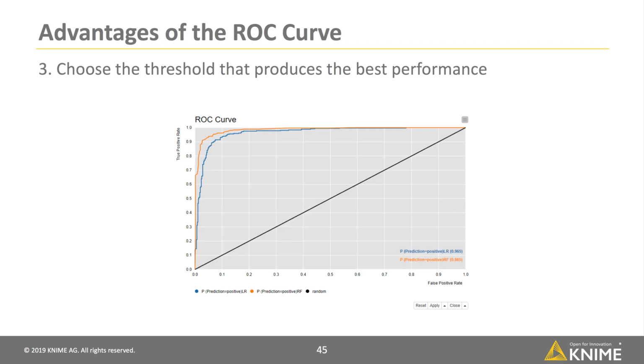Thirdly, the ROC curve allows us to choose the threshold that produces the best performance. One method to select the optimal threshold is to minimize the Euclidean distance between the curve and the point in the top left corner, indicating perfect model performance. The point in the curve that minimizes the distance is this tangent point shown here.